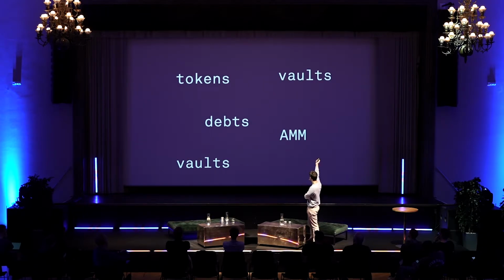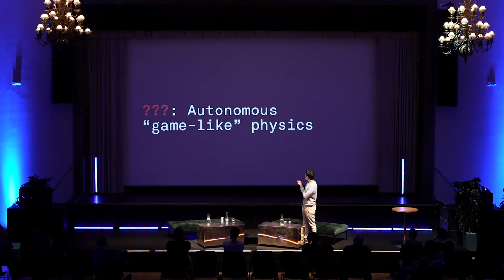And the entities, there are tokens, vaults, debts, autonomous. It's not autonomous. I don't remember what the A in AMM stands for, okay? So it's AMM. And there are a bunch of other things as well. But really, why don't we start thinking about autonomous game-like physics, right?